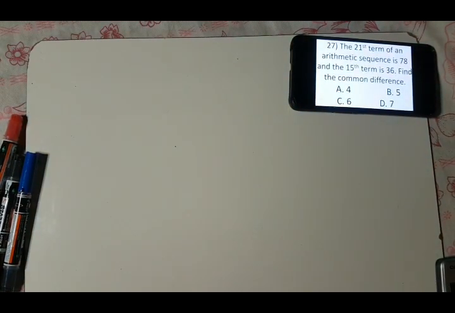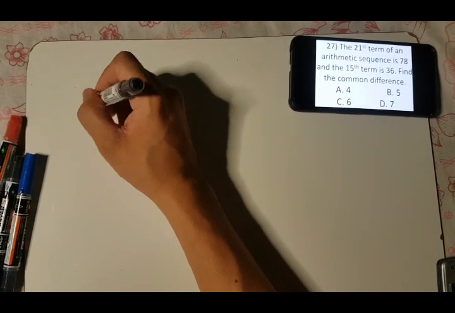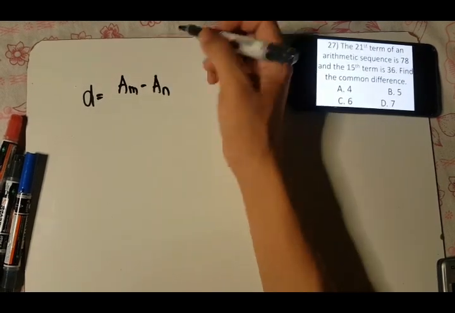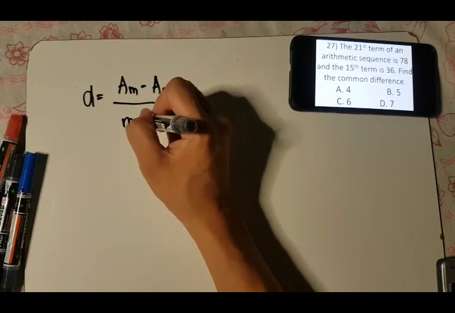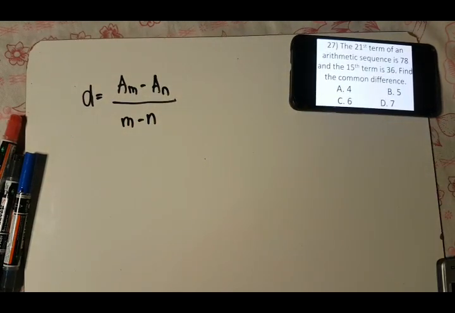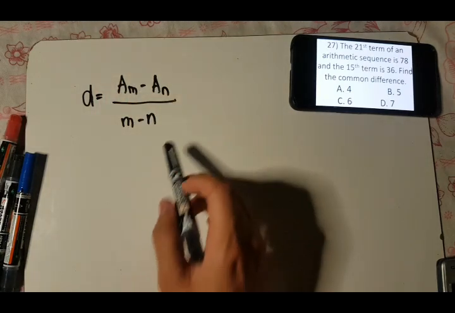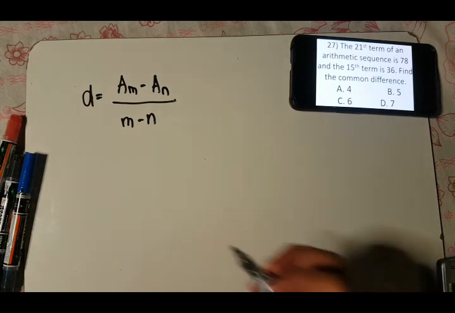Next question. The 21st term of an arithmetic sequence is 78, and the 15th term is 36. Find the common difference. So, ang gagawin dito ng iba is magta-trial and error. Pero, I will give you the exact formula for the common difference. So, for the common difference, that is d is equal to a sub m minus a sub n over m minus n. So, si a sub m, itong mga nasa numerator are the terms in the sequence, and yung nasa denominator are the nth terms.